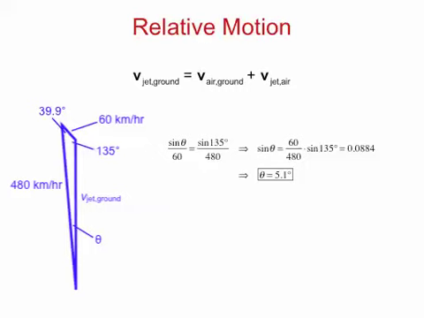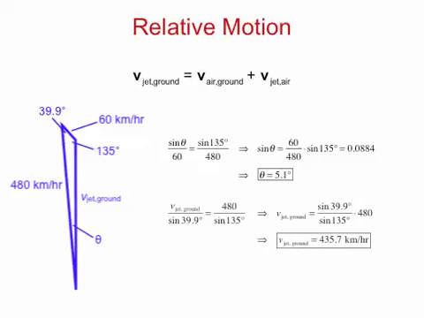We can now use the law of sines again to determine the magnitude of V sub jet ground. In particular, V sub jet ground divided by the sine of 39.9 degrees equals 480 divided by the sine of 135 degrees. Solving for V sub jet ground gives V sub jet ground equals 435.7 kilometers per hour.